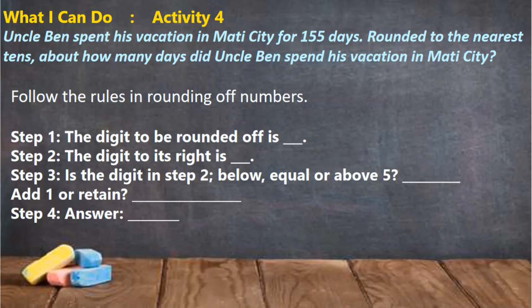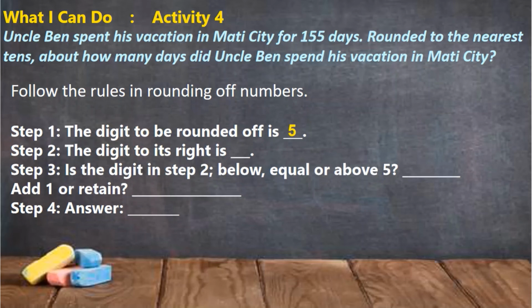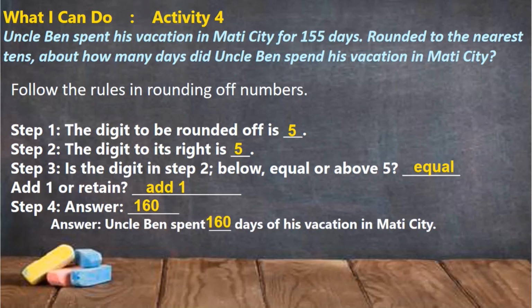Step 1. The digit to be rounded off is 5. Step 2. The digit to its right is 5. Step 3. If the digit in step 2 is below 5, retain; if it is 5 or above, add 1. Add 1. Step 4. The correct answer is 160. Uncle Ben spent 160 days of his vacation in Mati City.